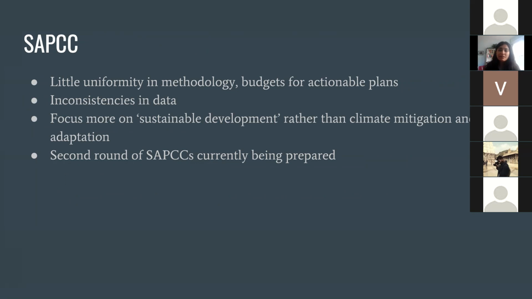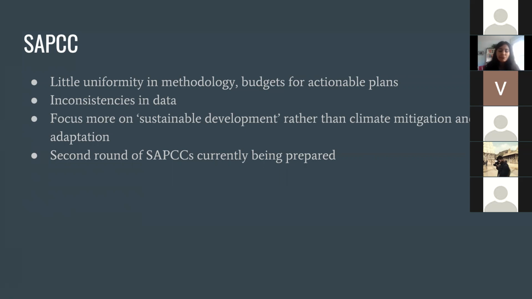However, there was little uniformity in methodology, although all of them followed the template that the NAPCC had given them. They all were working with different budgets for what they could actually do about the SAPCC rather than just outlining a plan. There were inconsistencies in data, again, depending on who was working on the SAPCC.